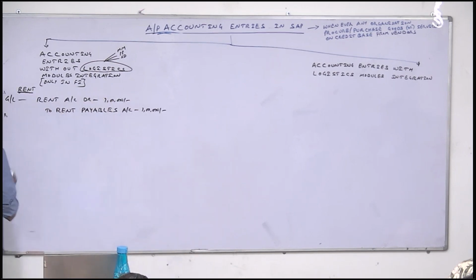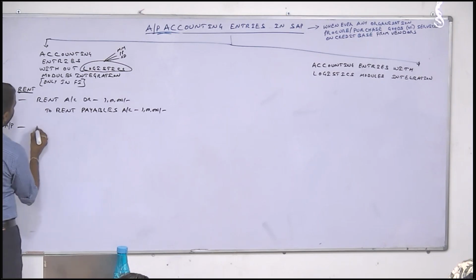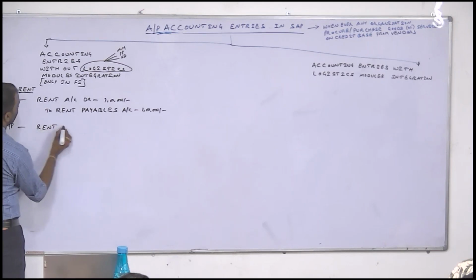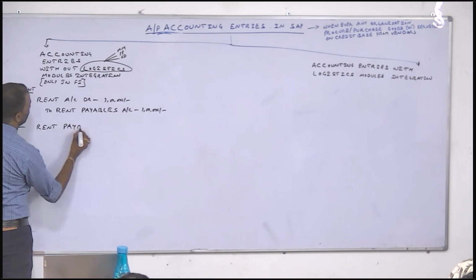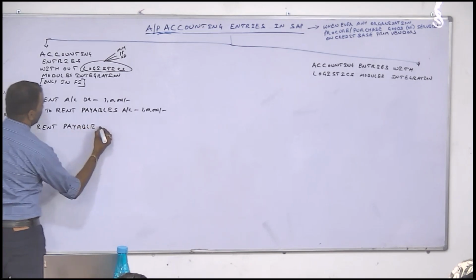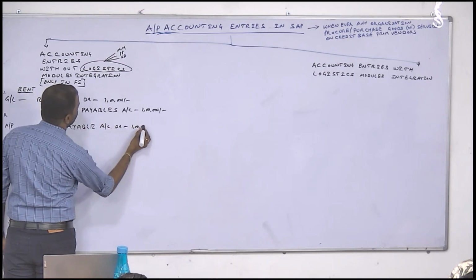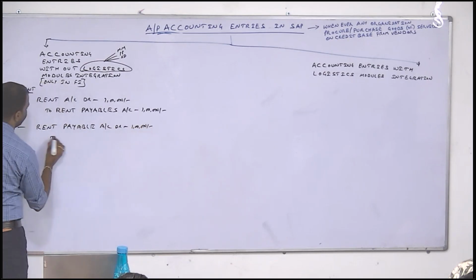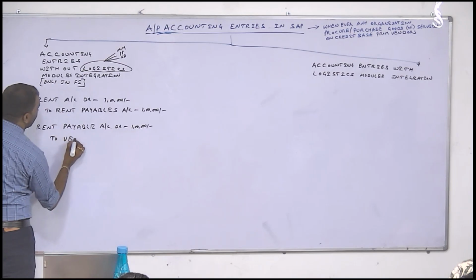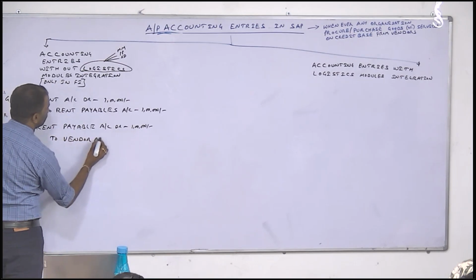So second entry, what will be in the second entry? Where will it post? In accounts payable. What is the accounting entry? Rent payable account debit. How much? To vendor account. How much?